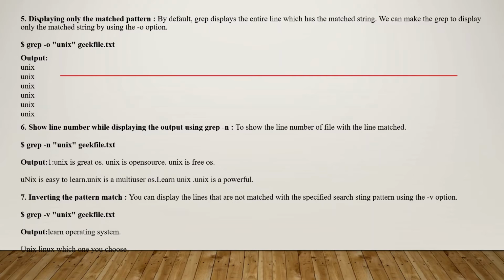Next one: inverting the pattern match. You can display the lines that do not match the specified search string pattern using the -v option. For example, grep -v Unix geekfile.txt checks and then prints the information with case sensitivity. Learn operating system is one line and UNIX Linux which one you choose is the other; these two lines do not contain the lowercase word Unix.